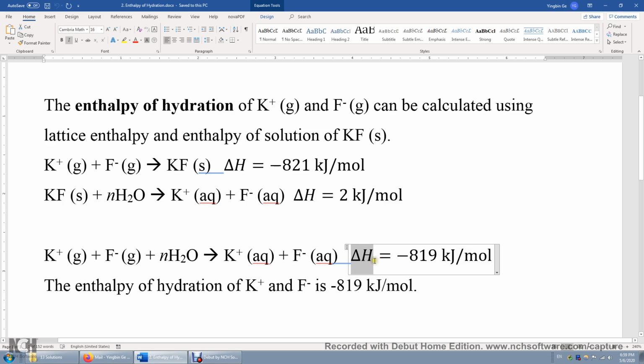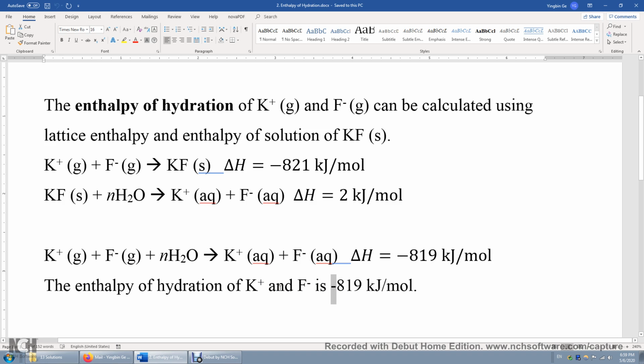This is because enthalpy is a state function. So we can start from here and we get this. We can start from here and get this. And we can sum up these two reactions. At the same time, we sum up these two numbers. The sum of these two numbers is negative 819. That means the enthalpy of hydration of K+ and F- is negative 819 kilojoule per mole. The sign is negative. That means heat is released.